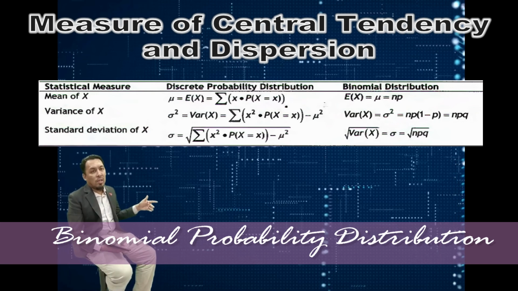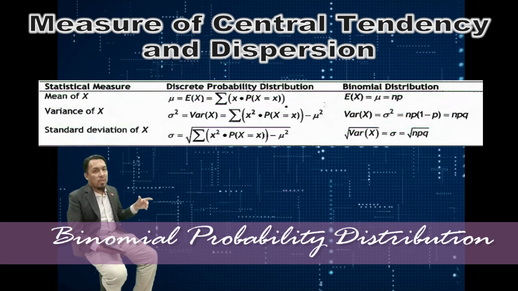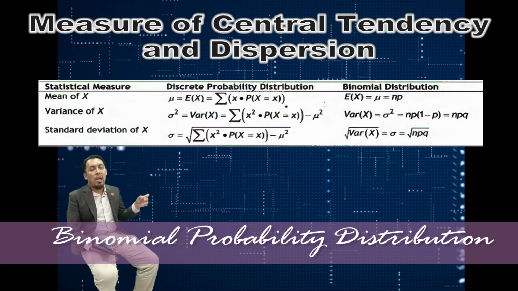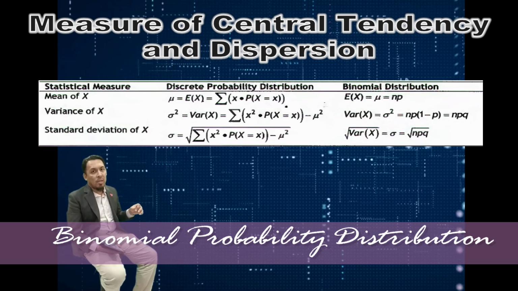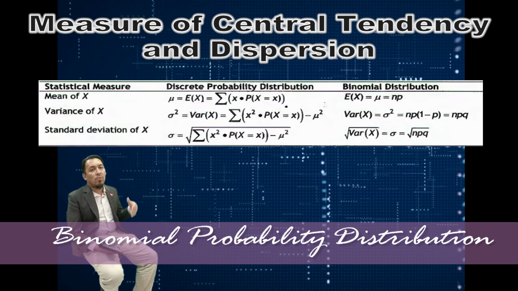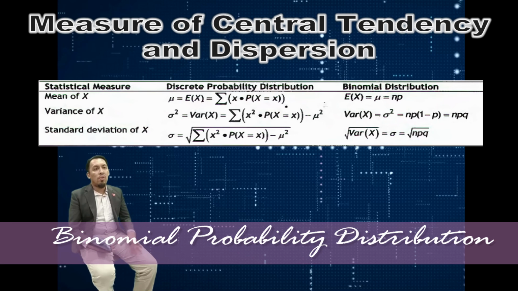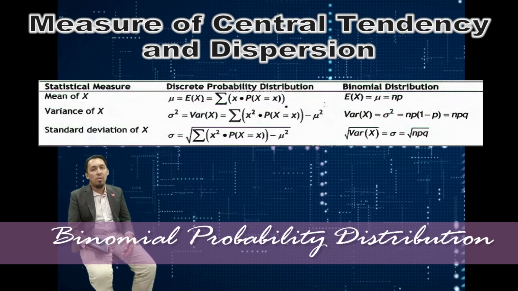It's quite easy actually. We want to look for the mean of X. The formula is n times p. And if you want to look for the variance, it is n times p times q. And of course, if you want to find its standard deviation, just take the square root of n p q.